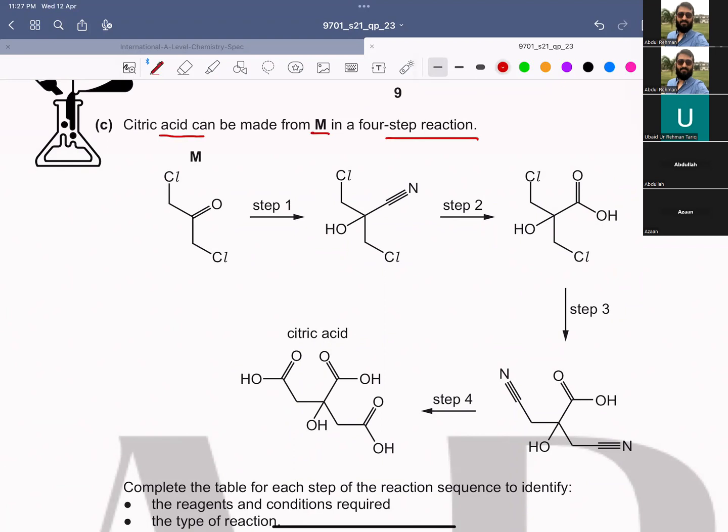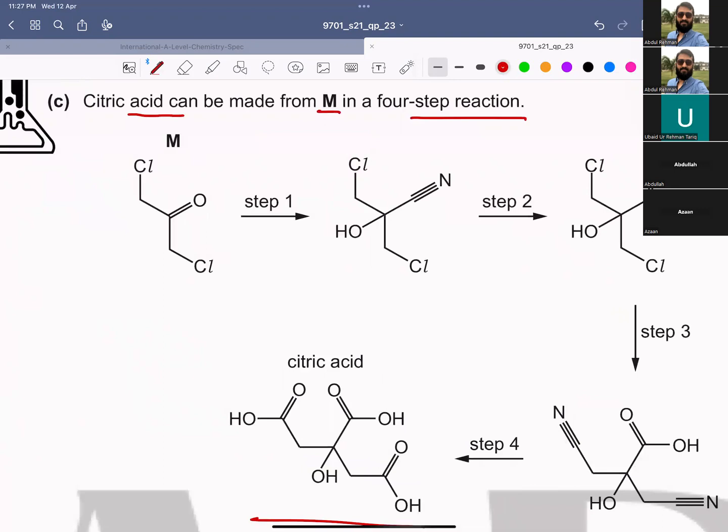Citric acid can be made from M in a four-step reaction. Okay, so that is citric acid. I'm going to draw this. So if you look at step one, let me draw both the structures here. If you see C double bond O, I'm not making the whole structure. I'm showing the structure where the change is observed. That C double bond O has an OH and a C triple bond N bonded to it, right?